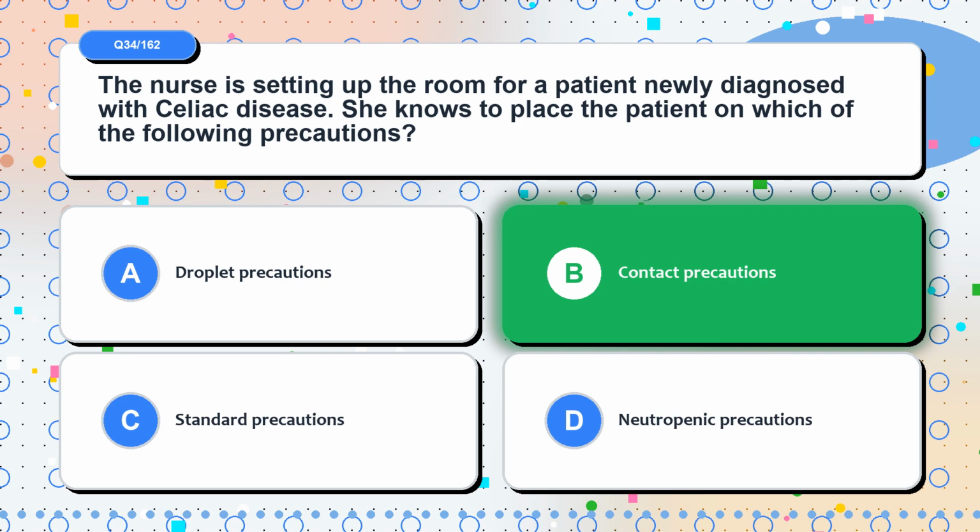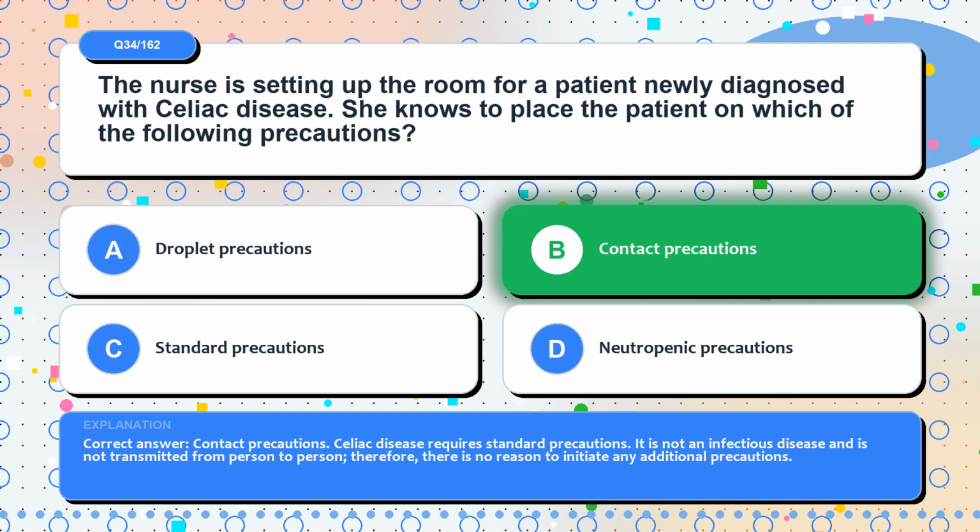The correct answer is option B. Contact precautions. Celiac disease requires standard precautions. It is not an infectious disease and is not transmitted from person to person. Therefore, there is no reason to initiate any additional precautions.